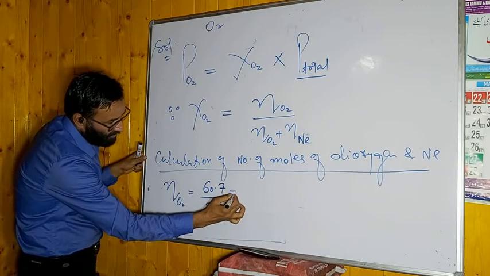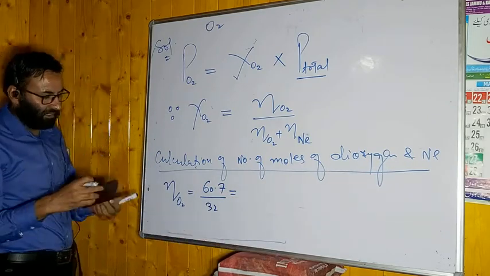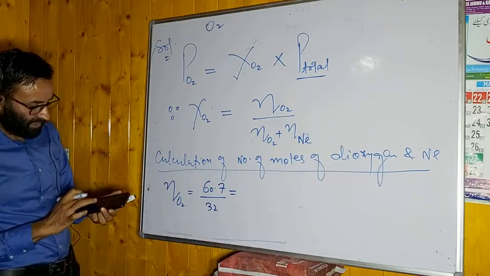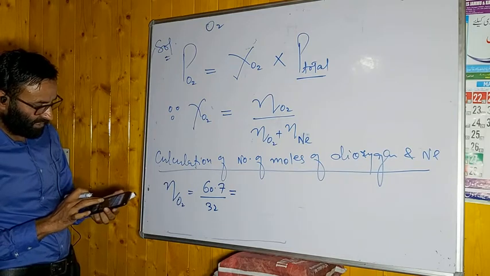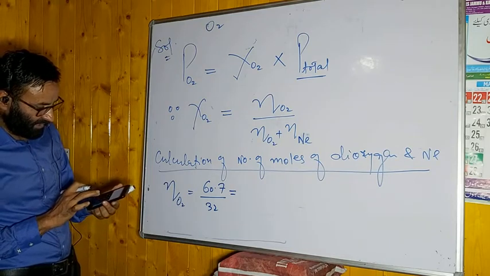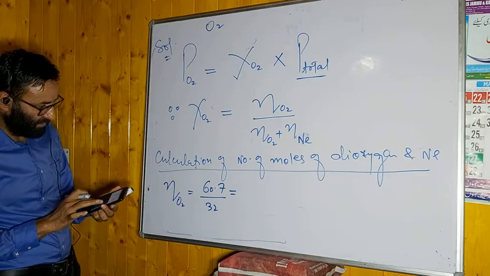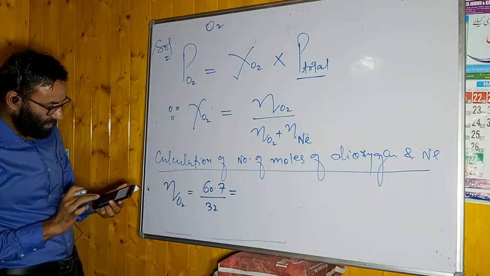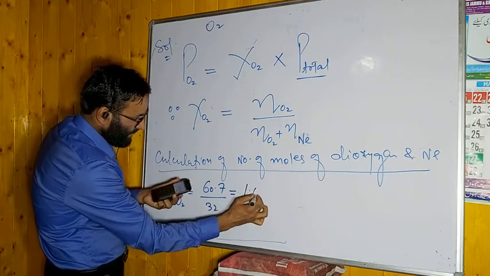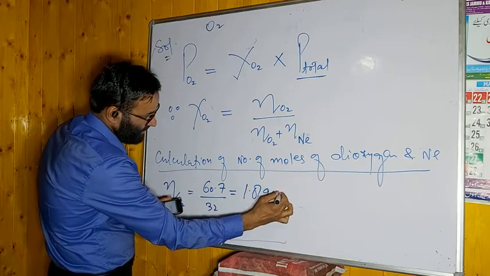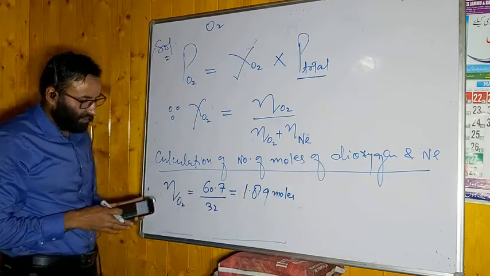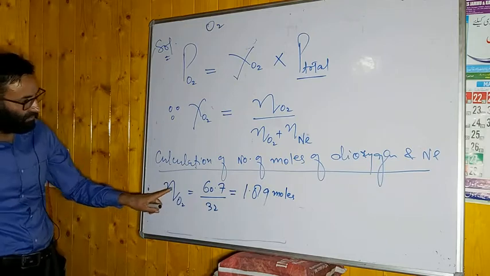If you have the calculator, you can calculate it. 60.7 divided by 32. You will have 1.89 moles. ये याद रखना. This is the number of moles of O2.